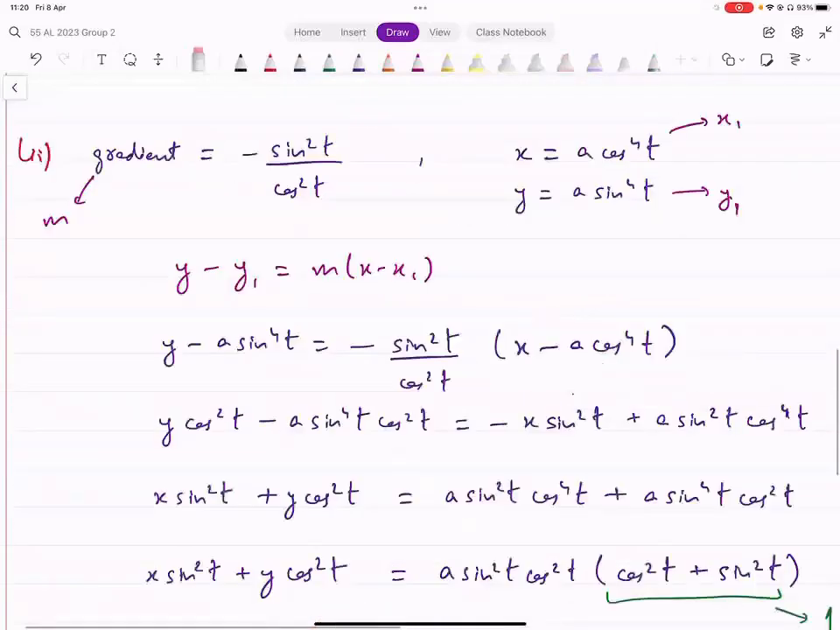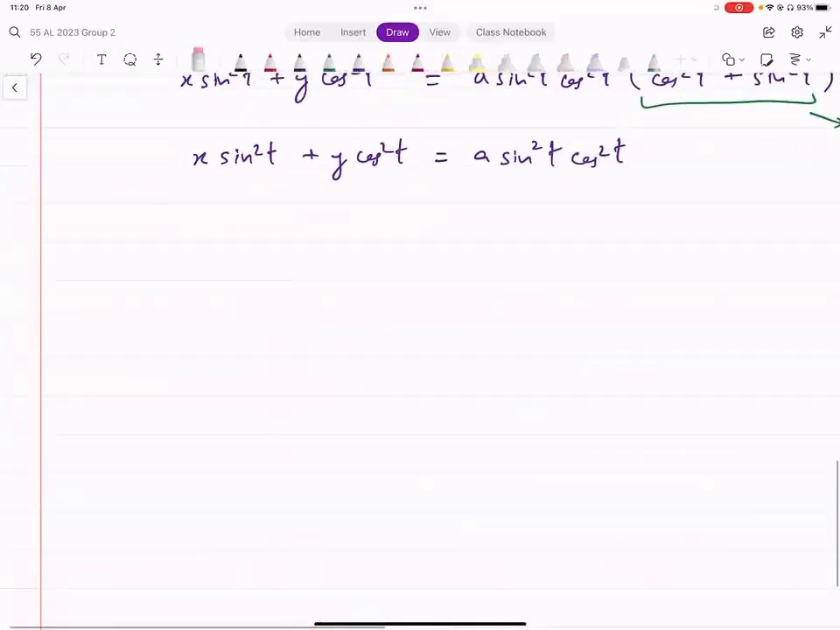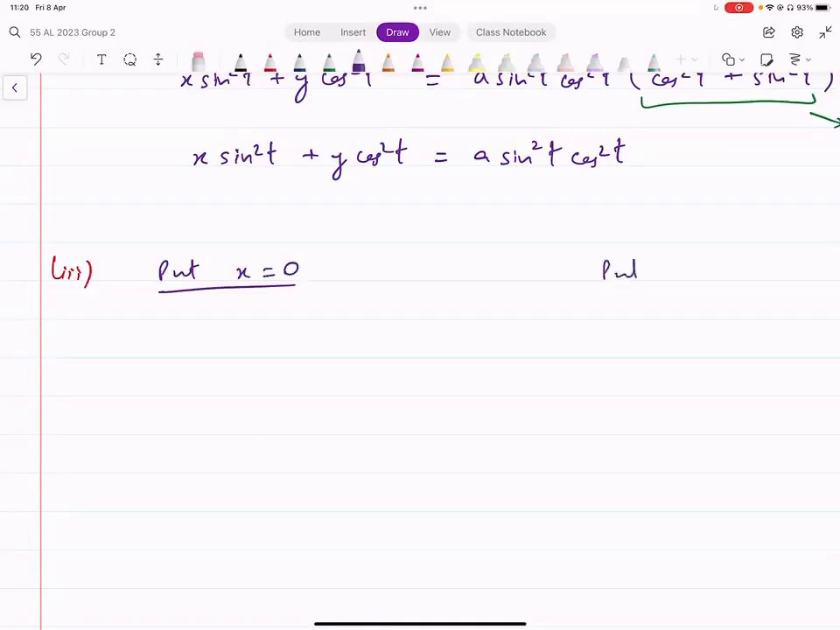Okay, so we have the equation of the tangent. We've got the equation of the tangent. एक दफा हम क्या करते हैं इसके अंदर? We put x equal to 0. एक दफा क्या करते हैं? We put y equal to 0. So this is how we start.